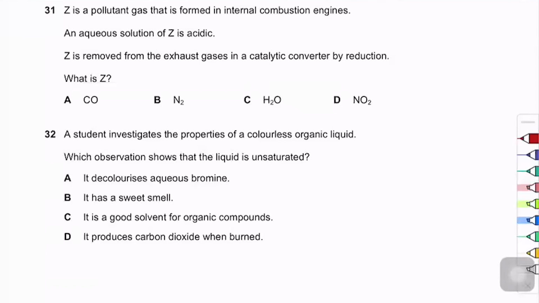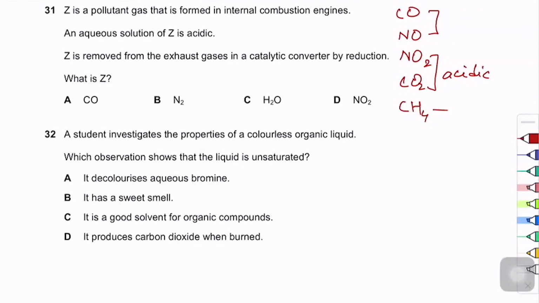Z is a pollutant gas that is formed in internal combustion engine. Okay. An aqueous solution of Z is acidic. So you have an internal combustion engine gas that is acidic. Z is removed from exhaust by catalytic converter by reduction. Okay, what gases do we have? We have carbon monoxide, nitrogen monoxide, nitrogen dioxide, carbon dioxide. These are the gases, and of course, hydrocarbons. Now, this is neutral. This is also neutral. These are acidic.